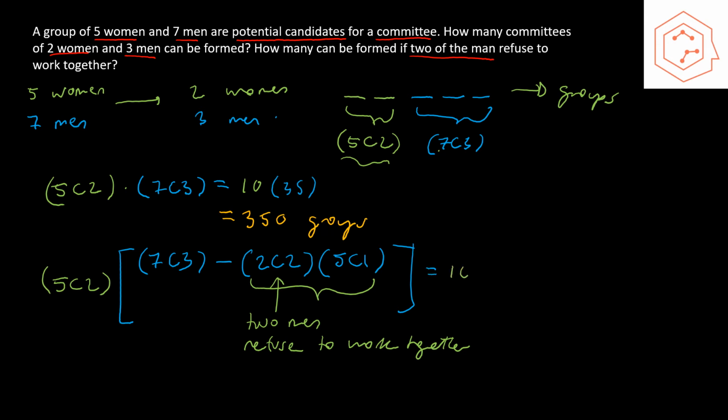So that's going to be equal to 10 times 35 minus 2 choose 2, which is 1, times 5 choose 1, which is 5. And so we have 10 times 35 minus 5, which is 30. So we have 300 groups in that case.